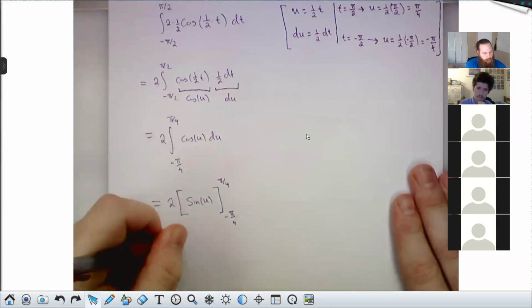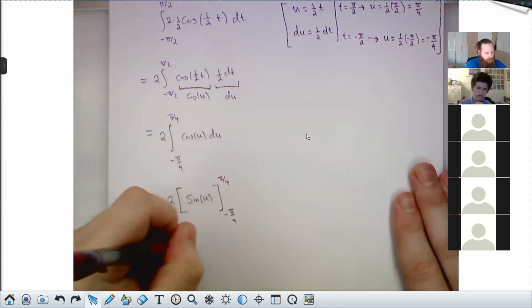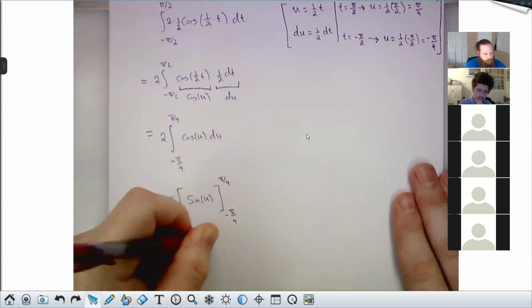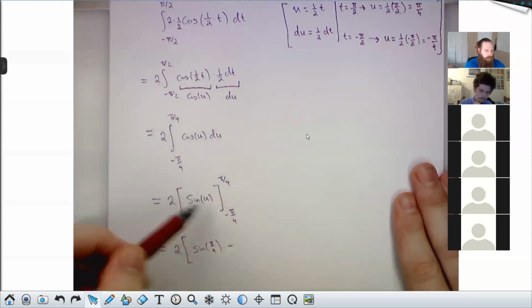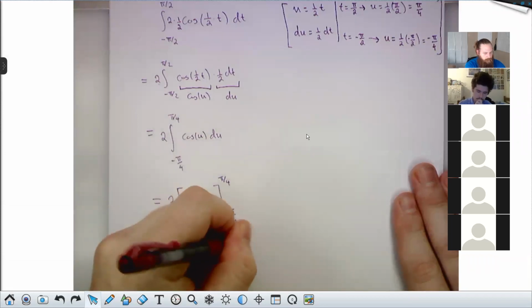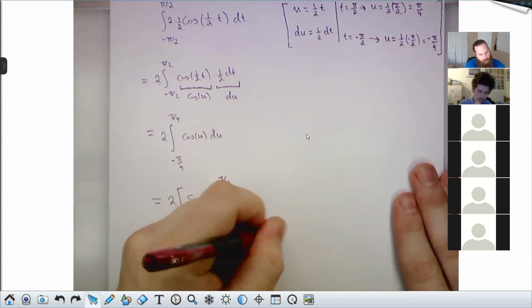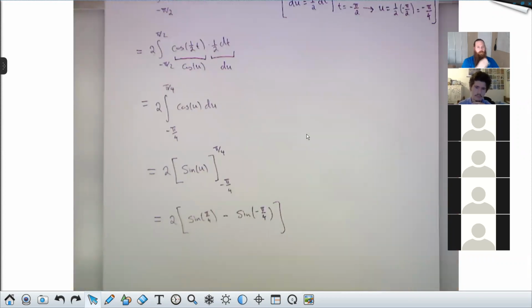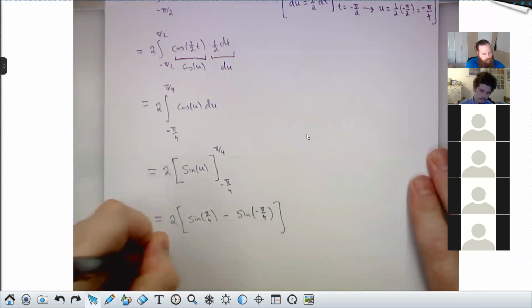And now to finish the problem, I have to plug in some bounds. I plug in the upper bound first, so I'll have the sine of pi over 4. And then we subtract what we get when we plug in the lower bound, which is the sine here of negative pi over 4. And there is no plus c for definite integrals. Definite integrals are a number, just one number. These are values that we need to know from the unit circle. So the sine of pi over 4, what is that?